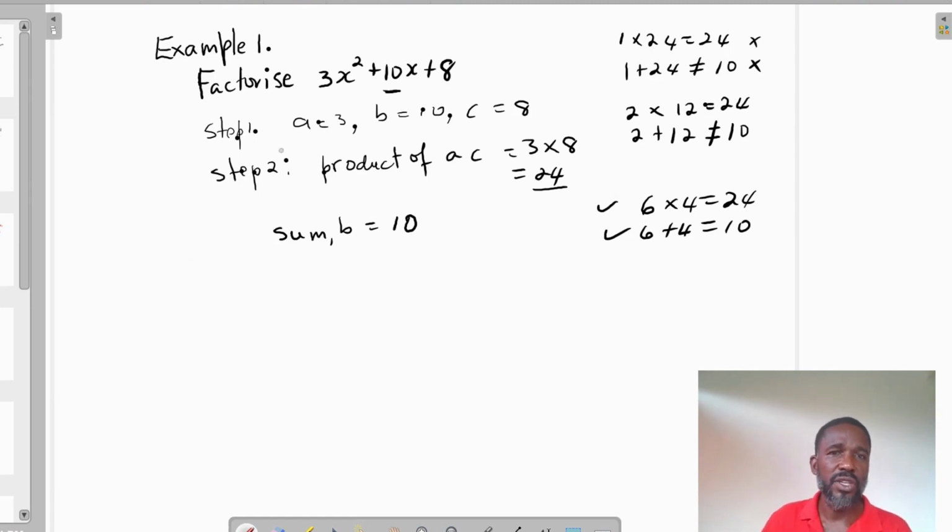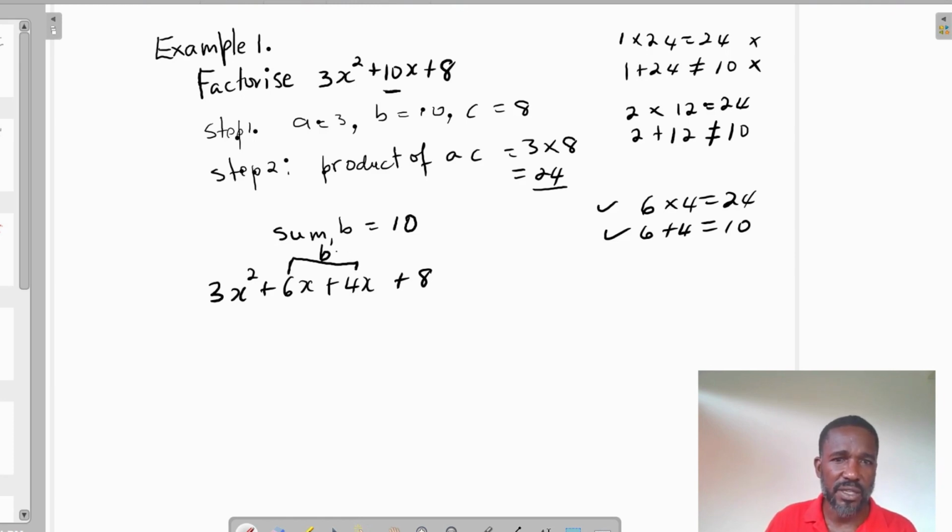So what we are now going to do is replace the coefficient of b with the factors that we found here. So we have 3x squared plus 6x plus 4x plus 8. Now, if you see these two, 6 plus 4 is equal to 10, and b is equal to 10. So what we are now going to do is factorize. Take these two, group these two, factorize them, and group the 4x plus 8 and factorize them as well.